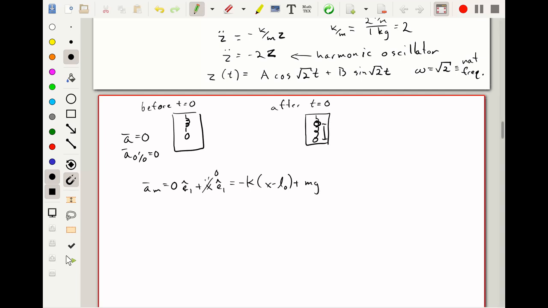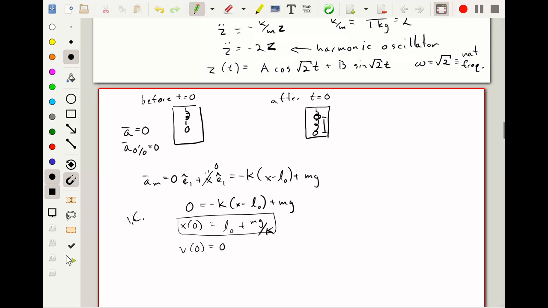And this is equal to 0, so really what we're doing is just relating the force of gravity to the force of the spring. So 0 equals negative k times x minus L0 plus mg. So x of 0, solving for x, is equal to L0 plus mg over k. This is my initial condition. I need two initial conditions. One is that x of 0 is this, and then the second one is that v of 0 is 0, since it was released from rest.